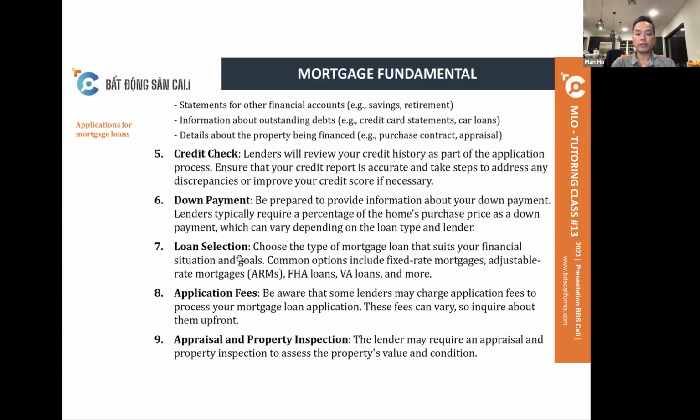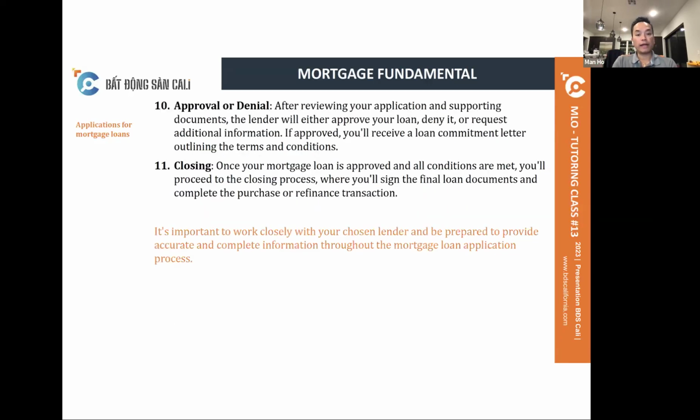Loan selection. Choose the type of mortgage loan that suits your financial situation and goals. Common options include fixed rate mortgage, conventional, adjustable rate mortgages, ARMs, FHA, VA, and many different QM and non-QM products. Application fees, right? Be aware that some lenders may charge application fees to process the mortgage loan. These fees vary in price. Appraisal and property inspection, right? We talked about that.